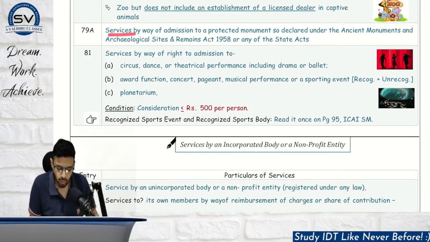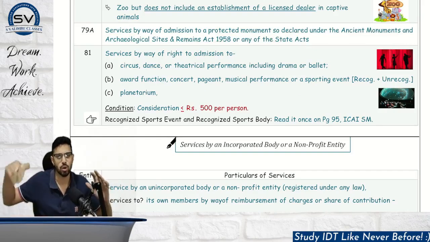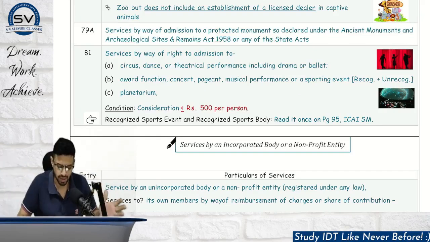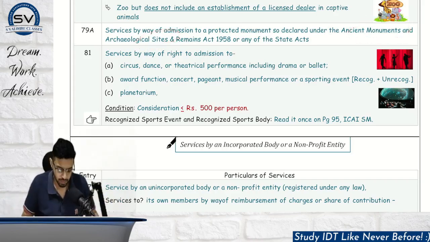Services by way of admission to protected monuments declared under the Ancient Monuments or Archaeological Sites and Remains Act or any of the state acts. So in the paper it will be given whether it is declared or not. So for example, Qutub Minar, Taj Mahal, if they are declared under these monuments and a specific statutory act, no GST on the admission fee.